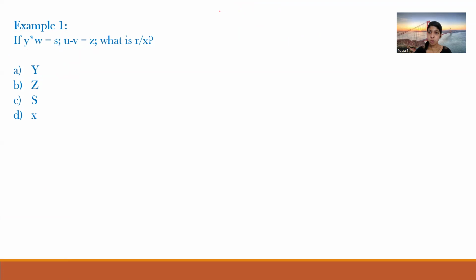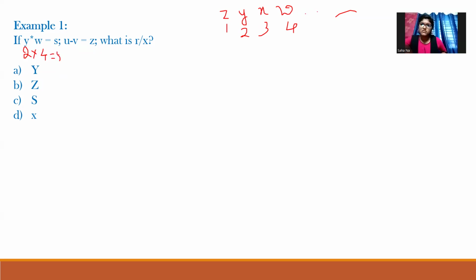So let's try the reverse order. That is Z is 1, Y is 2, X is 3, W is 4. This order, let us take. So let's see if we're getting something in this form. Y is supposed to be 2, W is supposed to be 4. So 2 into 4 is 8, and that is yes, so we are satisfying the relationship. And U minus V is Z.